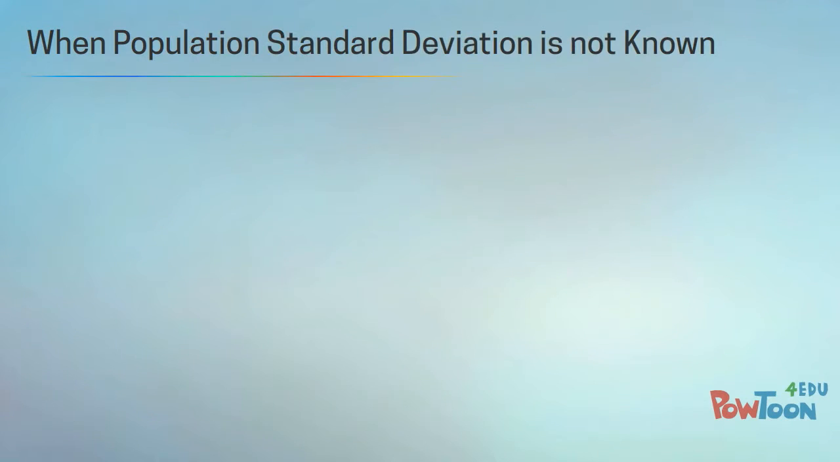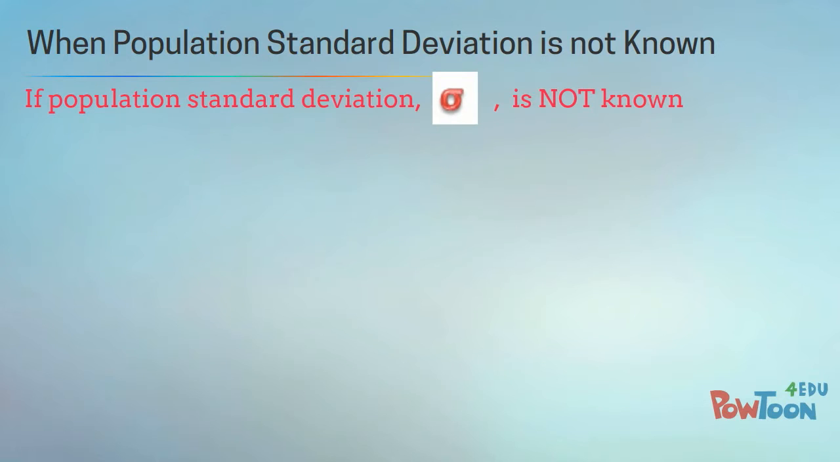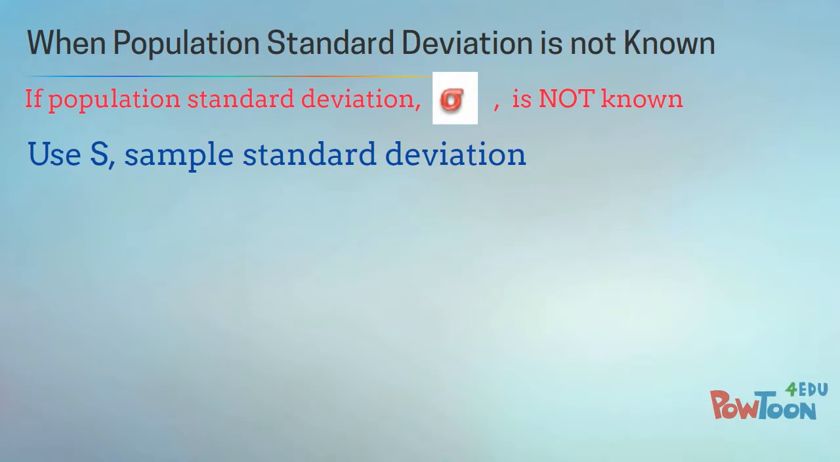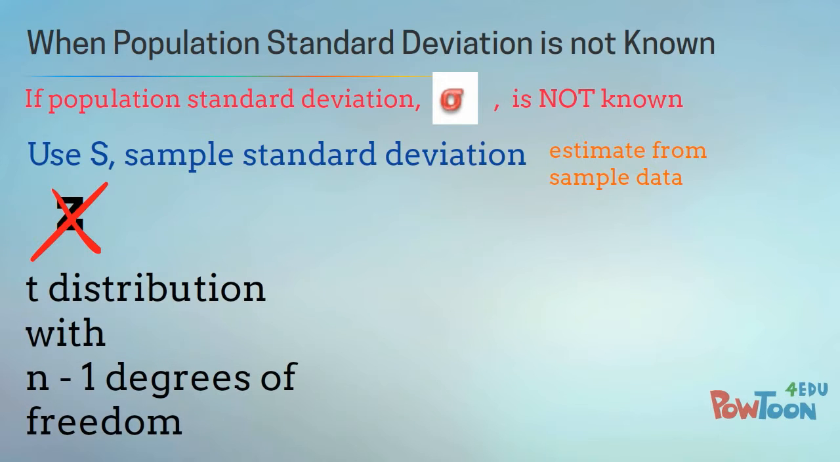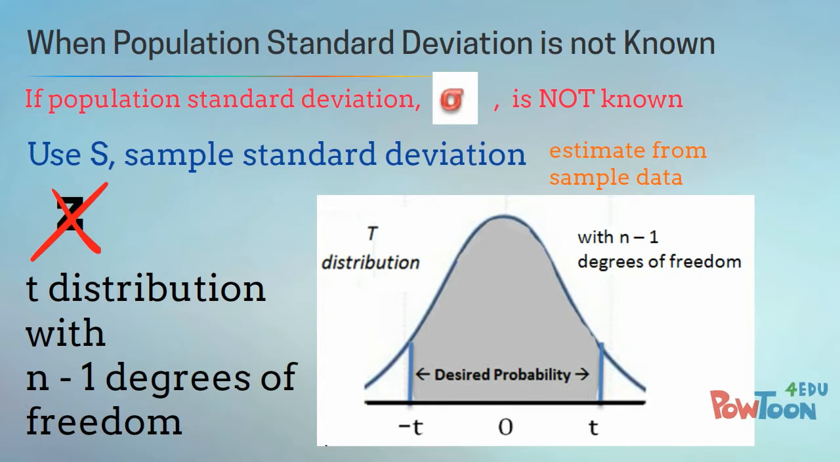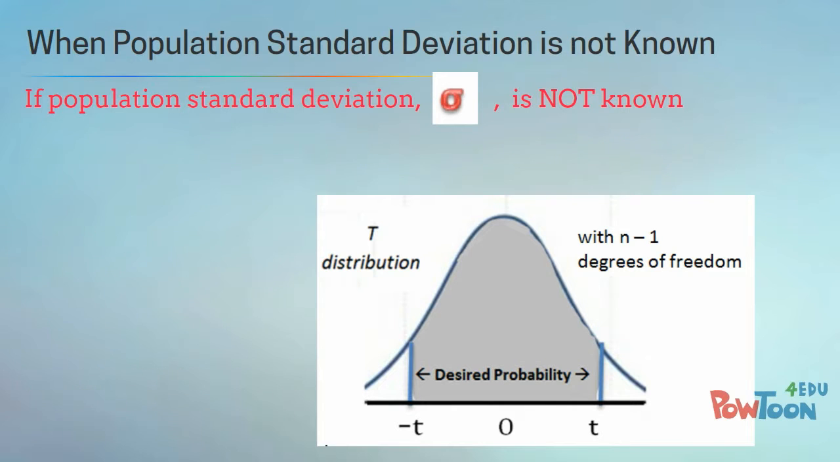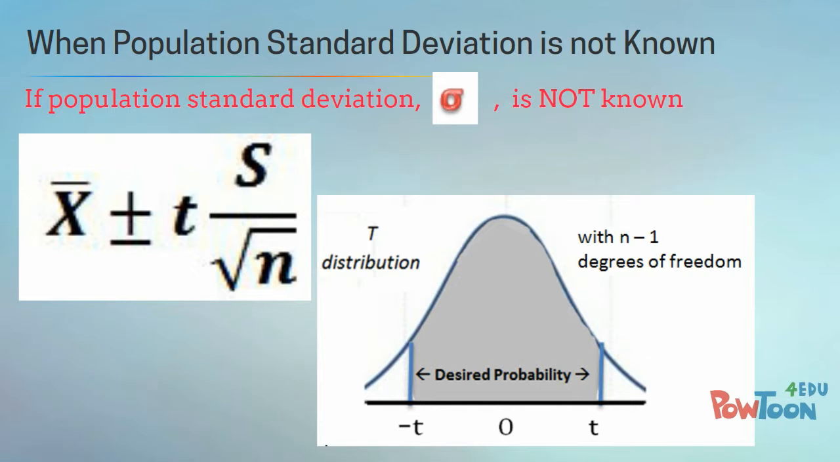However, it is often the case that the population standard deviation is not known or assumed, so we must use the sample standard deviation S, which we estimate from the data. Then, instead of using z-scores from the standard normal, we use a t-distribution with n-1 degrees of freedom to find the value t for which the desired amount of probability, that is the level of confidence, is in between this t-value and its negative. Thus, if sigma is not known, the formula we use is x bar plus or minus t times S over the square root of n.